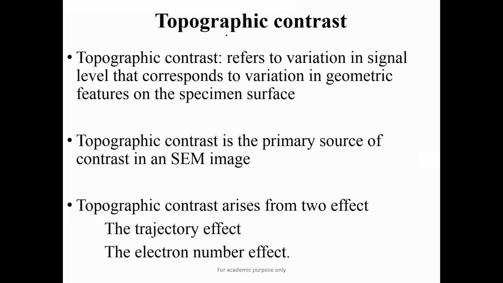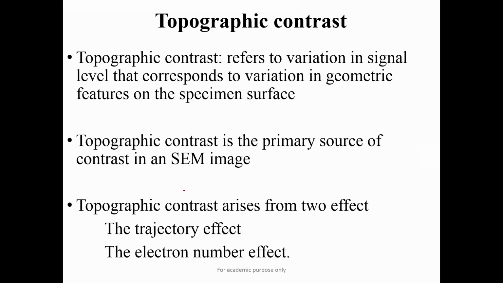Similarly, what is contrast? In electron microscopy, in the SEM machine, contrast means the number of electrons. From one region, if a large number of electrons are coming, and from an adjacent region a small number of electrons are coming, they will form good contrast. So contrast means variation in the signal level that corresponds to variation in the geometrical feature. Topographic contrast is the primary source of contrast formation in an SEM image.